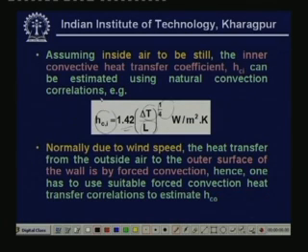And as far as the outside heat transfer coefficient is concerned, normally due to wind speed, the heat transfer from the outside air to the outer surface of the wall is by forced convection. Hence one has to use suitable forced convection heat transfer correlations to estimate HCO. If it is a horizontal wall, then you have to use the forced convection heat transfer coefficient for flow over a horizontal wall, like that.